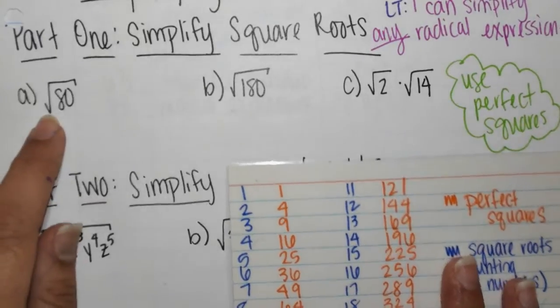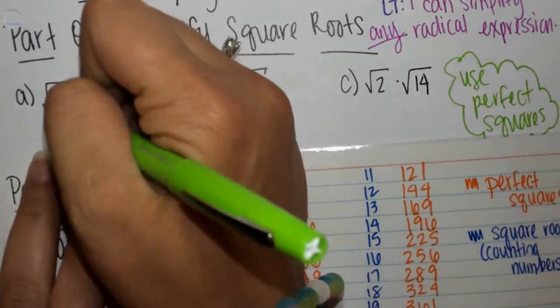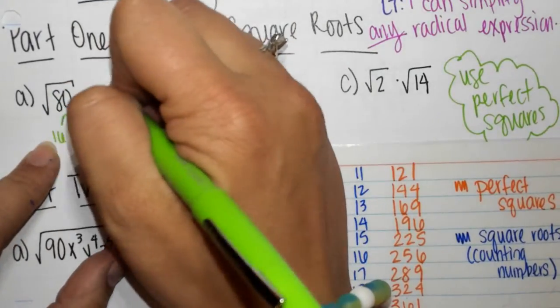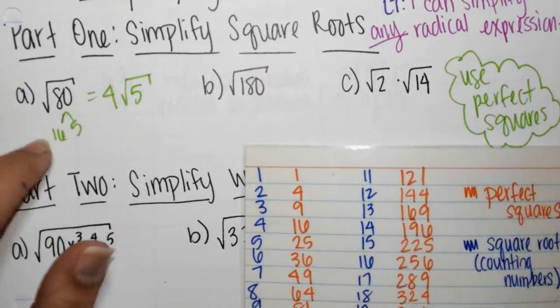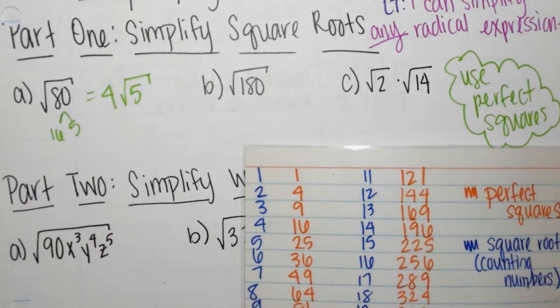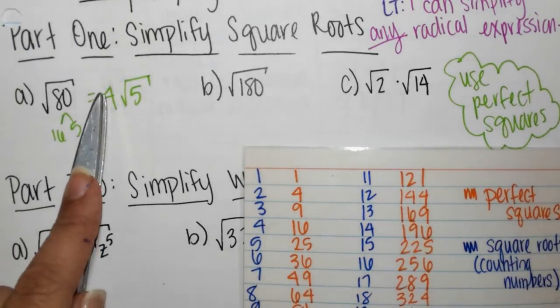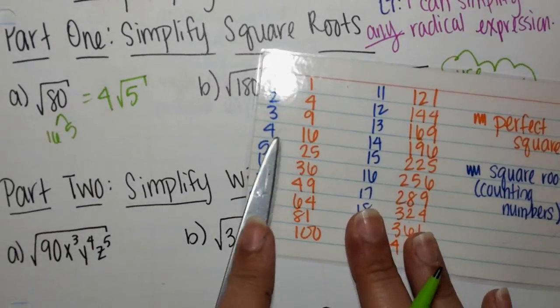So for A, did you guys find that the biggest perfect square that went into 80 is 16? 16 and 5? And you took the square root of 16 and you got 4 root 5. At first I thought you had to put 4 on this. Yeah, it goes on the outside because once you take the square root of it, it comes out here. Does everybody understand? Because the square root of 16 is 4.